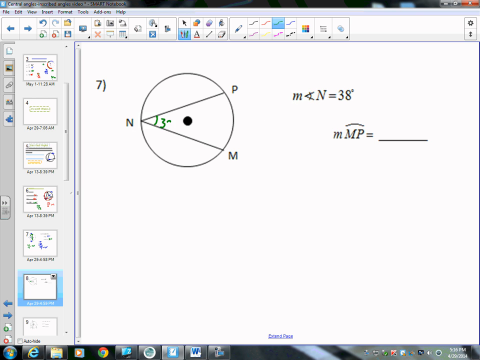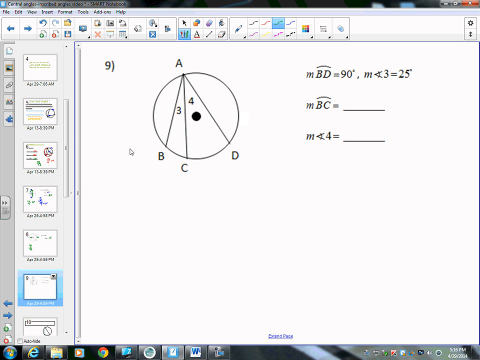So this is 38. If the angle is half the arc, that means the arc is twice the angle. So to get the arc, we multiply the angle by 2. So 38 times 2 gives us 76, meaning the arc MP, or PM, is 76 degrees.